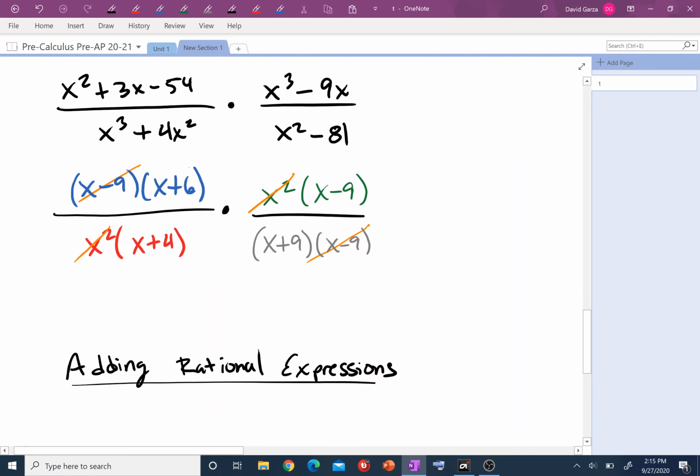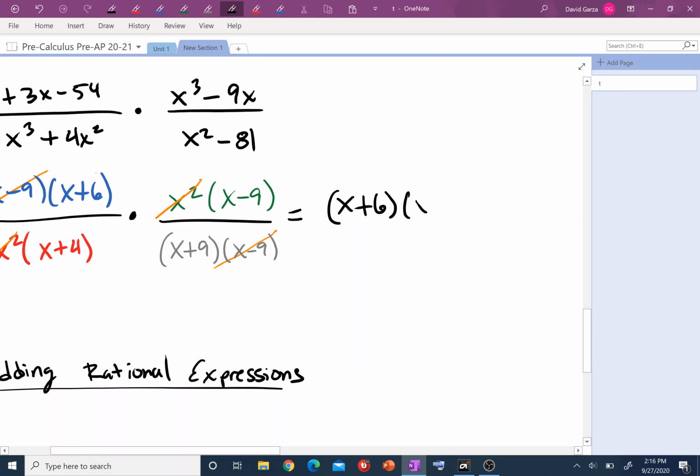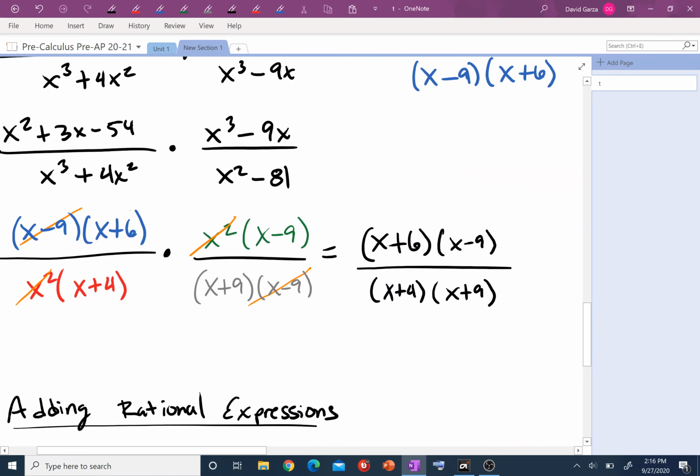So this one looks kind of messy, but we can reduce it to x plus 6 times x minus 9, and then at the bottom I have x plus 4 and x plus 9. So that's the most that we can reduce this one.